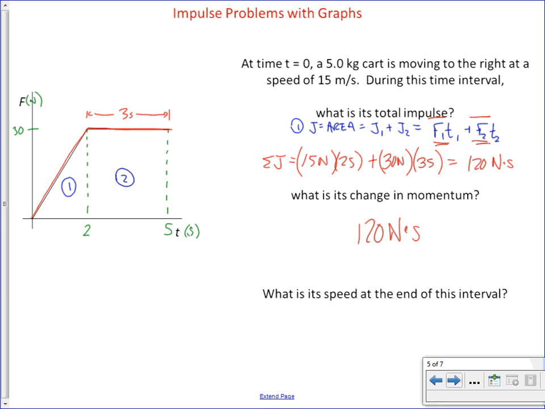What's the speed at the end of this interval? Well, let's see. We want a V final. We know a V initial. We know a mass. I'm going to do this.